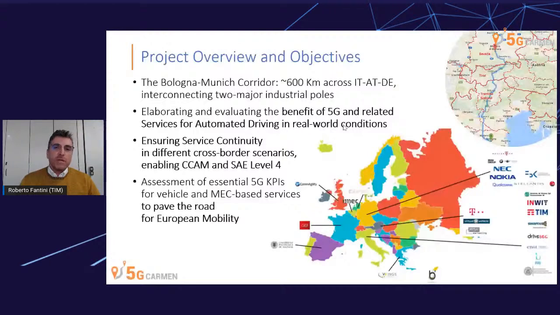As I said, this is a webinar organized by the 5G CARMEN project. 5G CARMEN is a project that is funded by the European Commission. It's one of the 3 corridors project, and it deals with delivering tests and pilots across the Bologna to Munich corridor, a corridor that covers 600 kilometers, and where we want to show how 5G can enable high level of automated driving also in real world conditions.